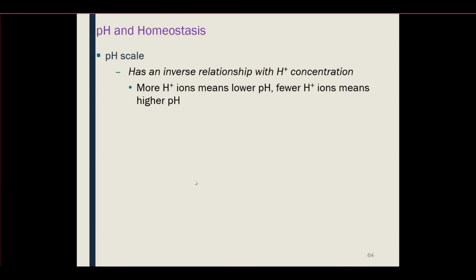So let's take a look at the pH scale now. Like I said before, it goes from 0 to 14. This scale has an inverse relationship with hydrogen concentration. What I mean is this: the more hydrogen ions, the lower the pH. That's a stronger acid. Fewer hydrogen ions is going to mean a higher pH.